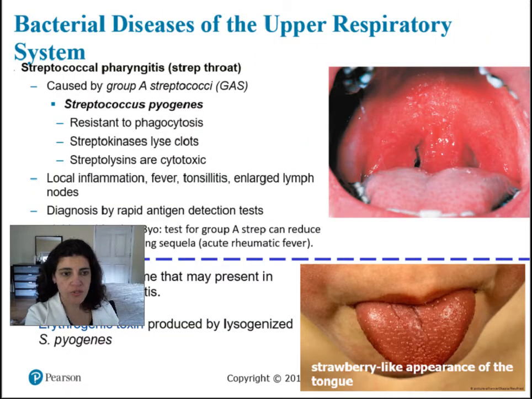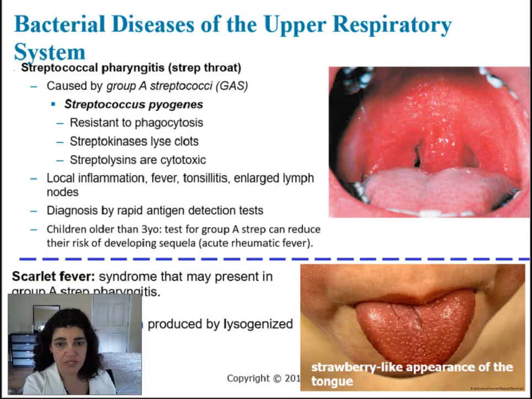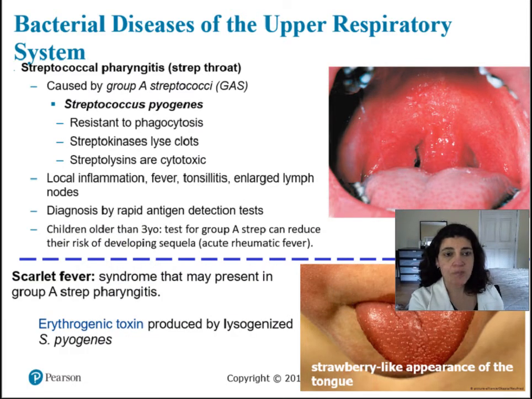So let's talk about specific diseases of the respiratory system. You have strep pharyngitis caused by group A streptococcus or Streptococcus pyogenes, right? Every time we say group A, you know you're talking about S. pyogenes. They are resistant to phagocytosis, so that makes them super pathogenic. Remember, they have the M protein in the fimbriae that helps them attach, streptokinases that lyse clots, and streptolysins that are cytotoxic because they rupture cells, like blood cells and white blood cells.